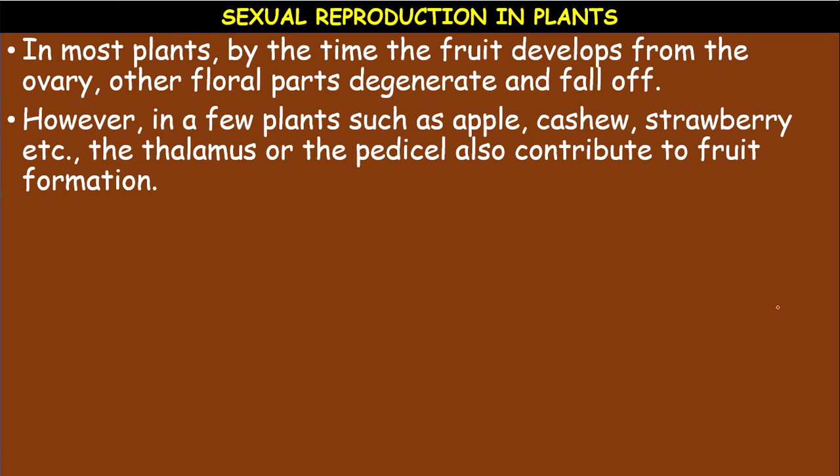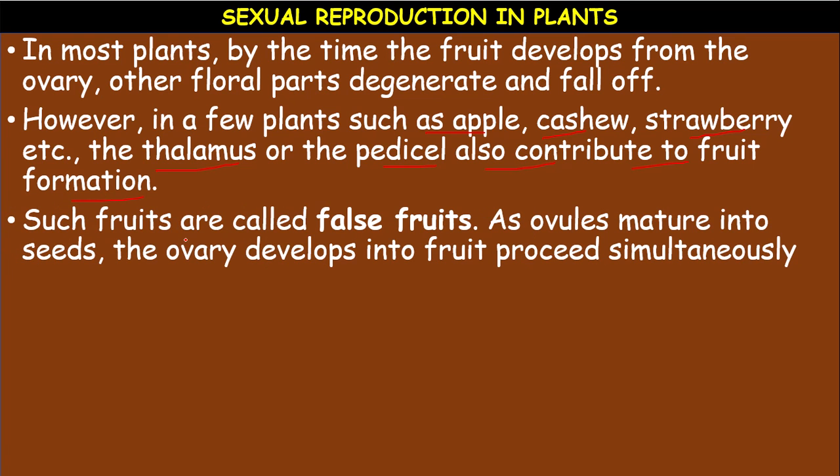However, in a few plants such as apple, cashew nut and strawberry, the thalamus or the pedicel also contributes to the fruit formation. Such fruits are called false fruits. False fruits means fruits derived from the ovary along with other accessory floral parts. What is that floral part? Pedicel or thalamus. Apple and strawberry are examples of false fruits.